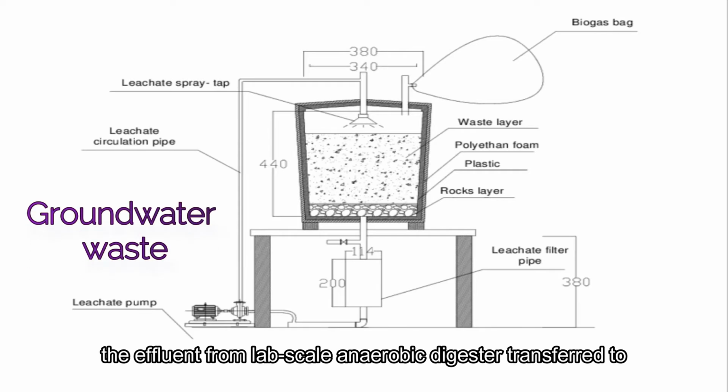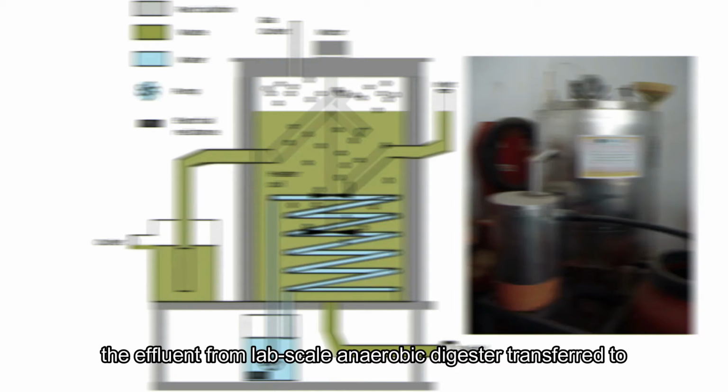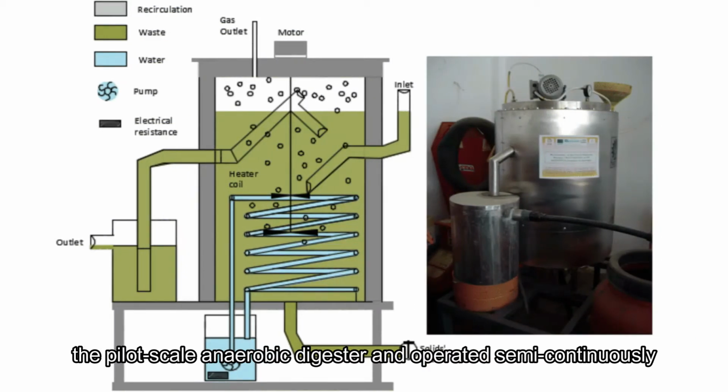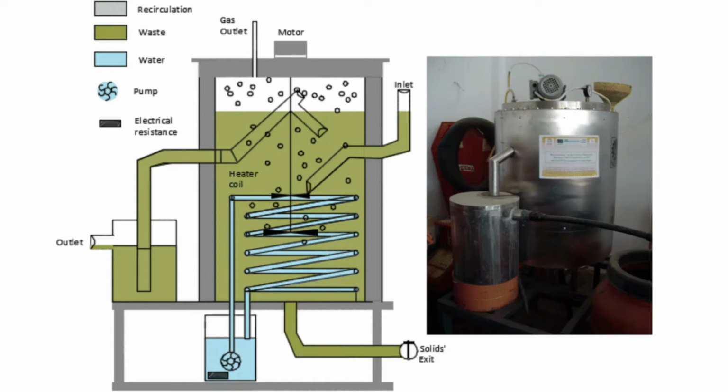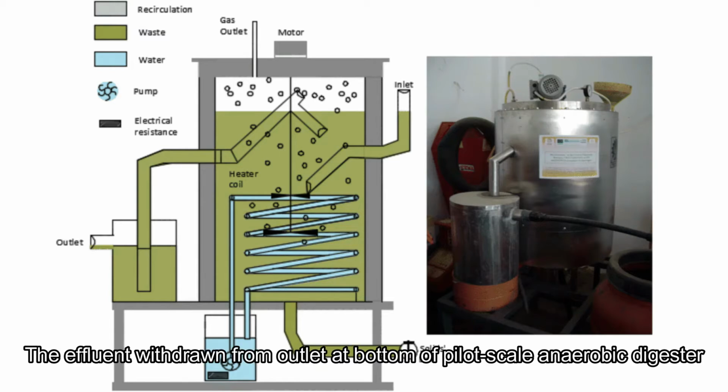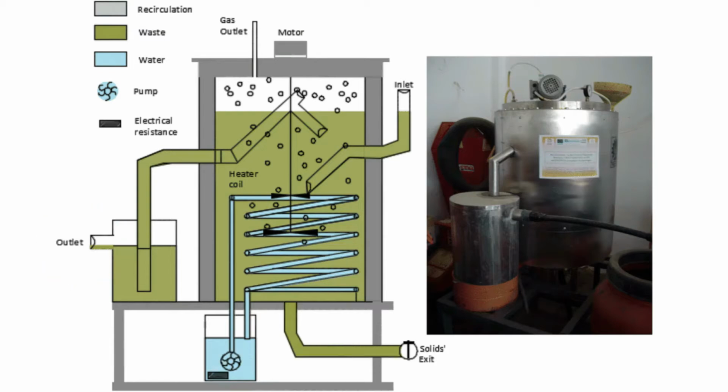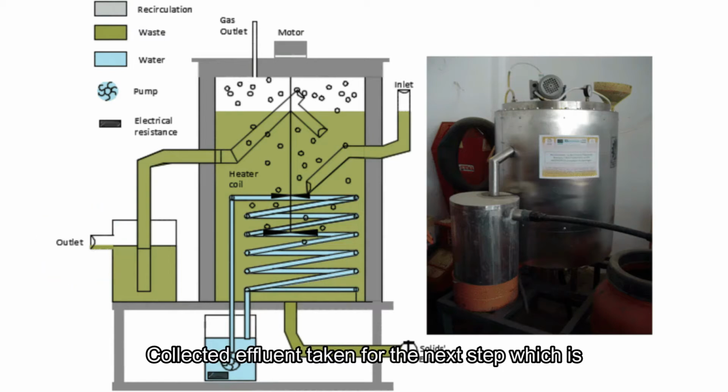The effluent from the lab-scale anaerobic digester was transferred to the pilot-scale anaerobic digester and operated semi-continuously by feeding the swine waste 3 times per week from the top of the digester. The effluent was withdrawn from the outlet at the bottom of the pilot-scale anaerobic digester. The collected effluent was taken for the next step, which is struvite precipitation.